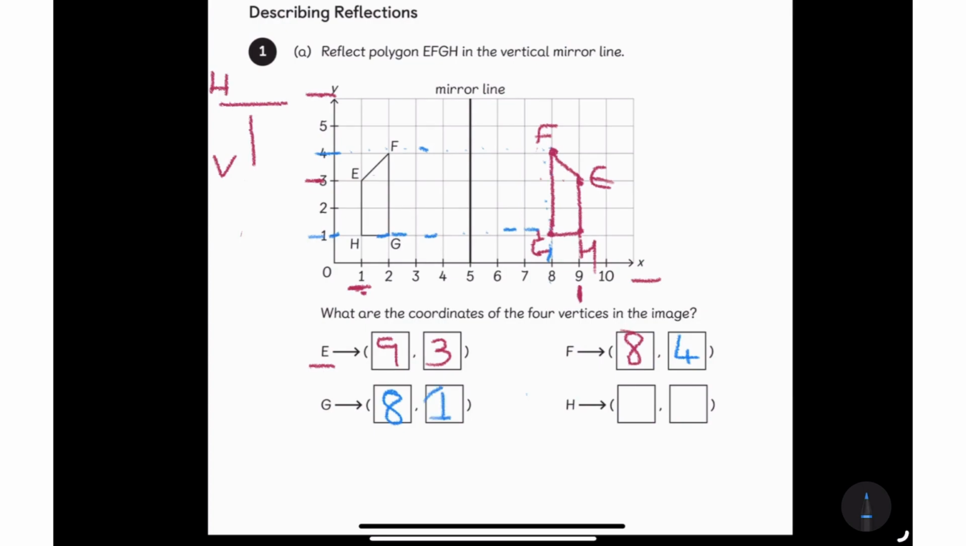Now, let's go to H. On my H, if you see the dotted lines, the x-axis is 9 and my y-axis, if you see the dotted lines, goes to 1. This is how I will reflect my polygon on the mirror line and the coordinates of the vertices images are noted. Let's solve a few more examples. I will also leave you with the answer key of the same.